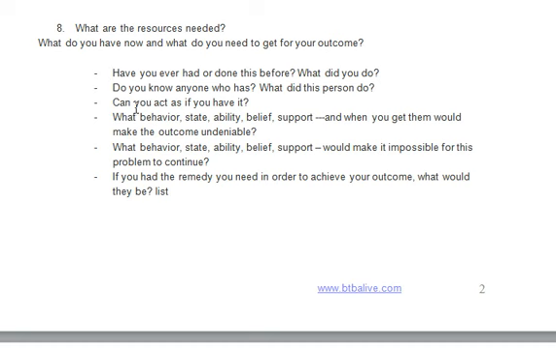Number 3 is how can you act? Can you act as if you have it, as if you already had it? So act, stand up, act, feel it as if you already have this goal achieved.